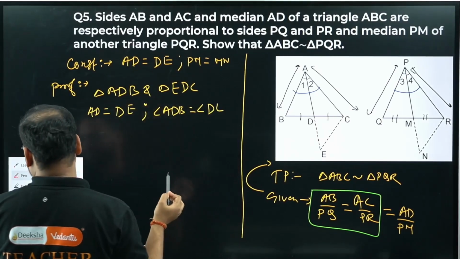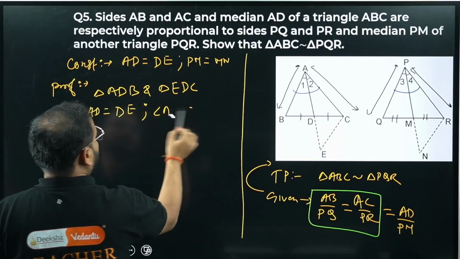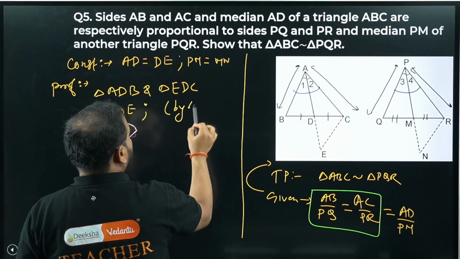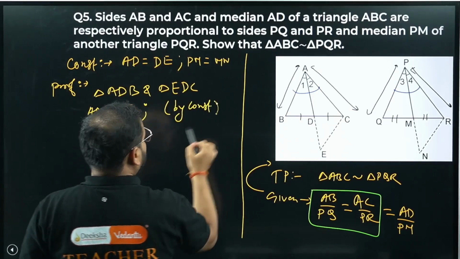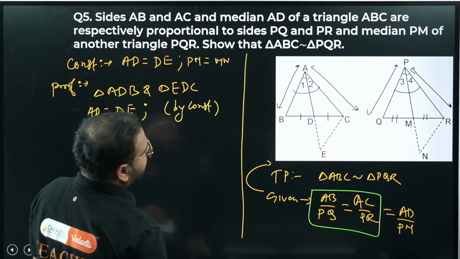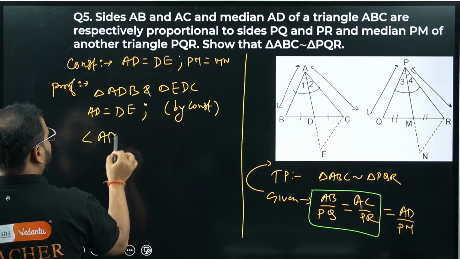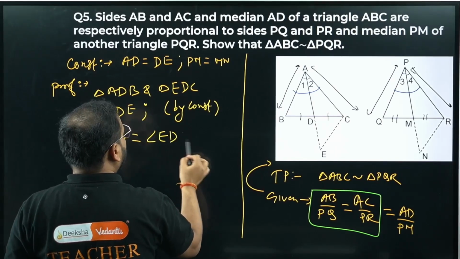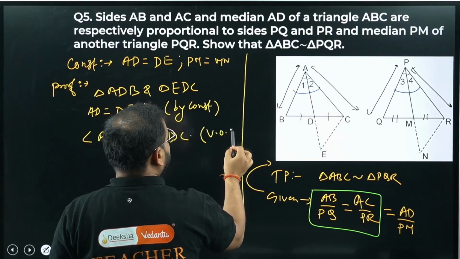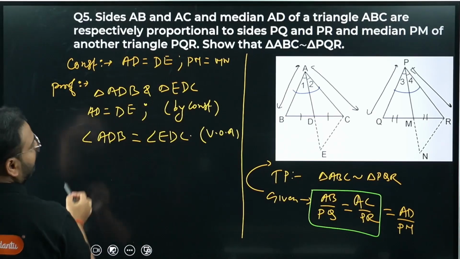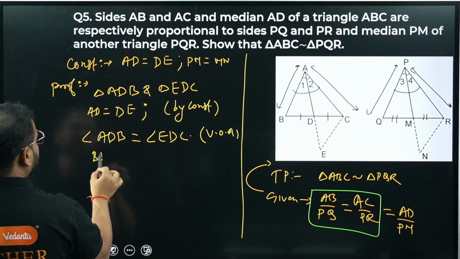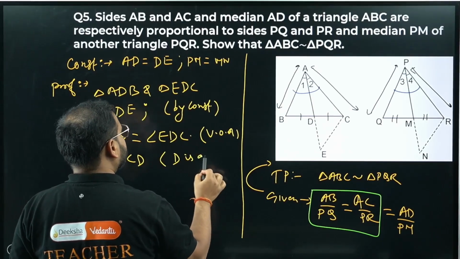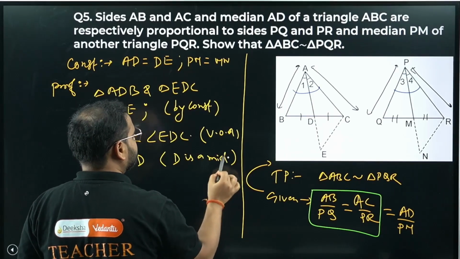I'll write it over here. Reason also I'll write. This is by construction. Next was angle ADB equals angle EDC. How come? Vertically opposite angles. Also BD equals CD. So I have BD equals CD. How come? D is the midpoint. D is a midpoint. Correct?